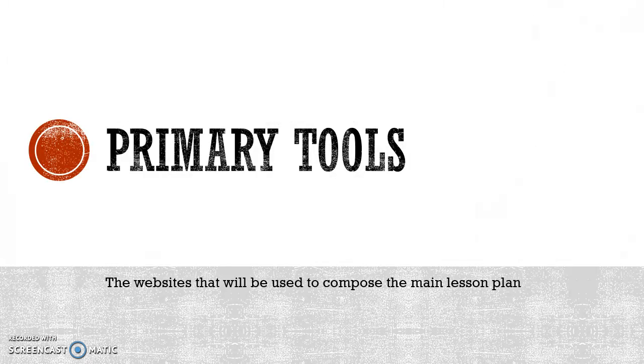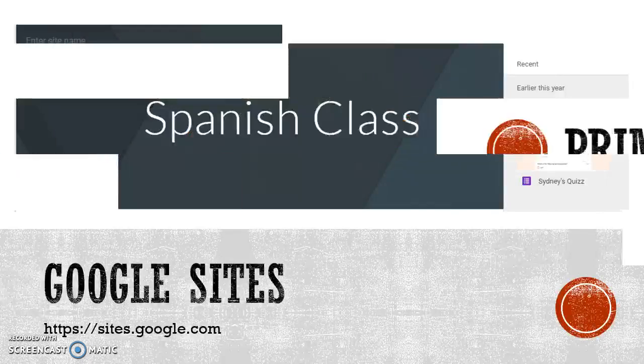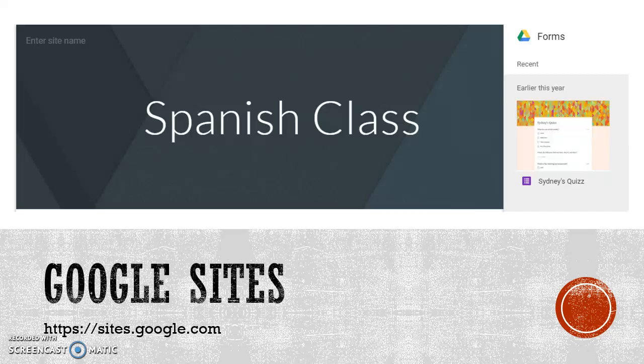So now I'm going to tell you about the primary tools we plan on using for this lesson plan. Like I said before, the first one is going to be Google Sites, and this is going to serve as a main online hub for the links that her students can access from any device that has internet access.